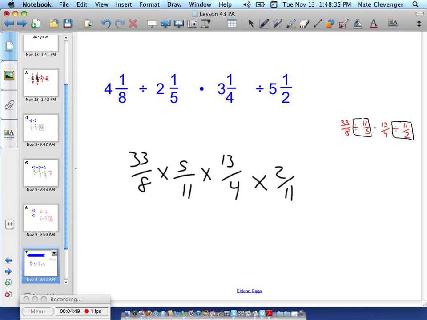Now looking through here, I see 11 and 33, that looks pretty easy to reduce. 4 and 2 look easy to reduce. And that's it. 3 isn't going to reduce with that, 5 doesn't, 13 doesn't. So we multiply across, 3 times 5 is 15, times 13 is 195. And 8 times 2 is 16, times 11 is 176.